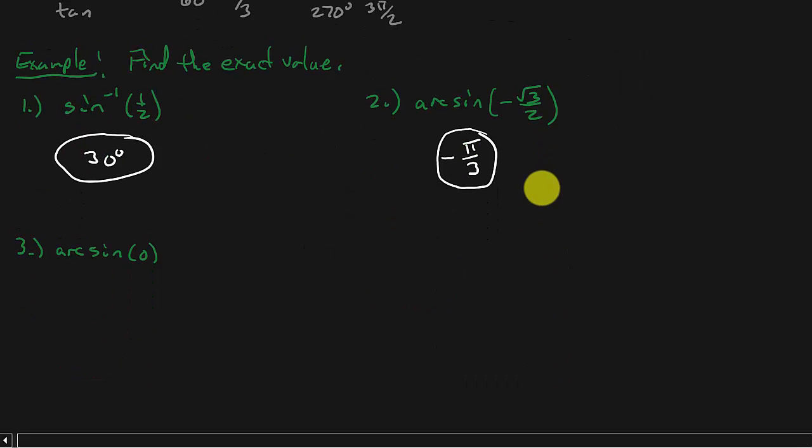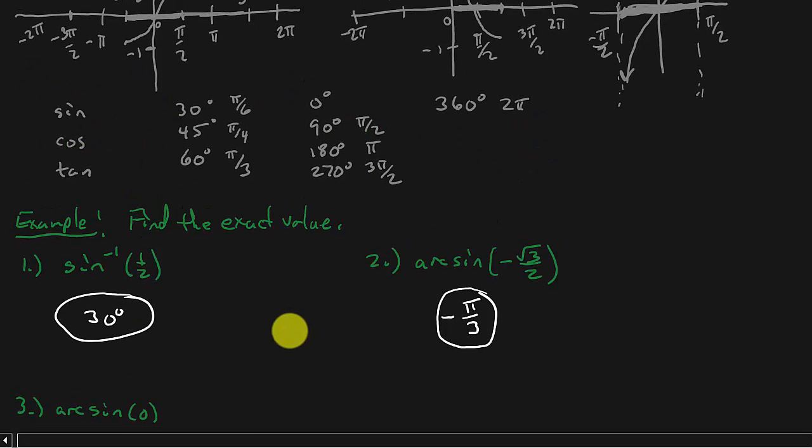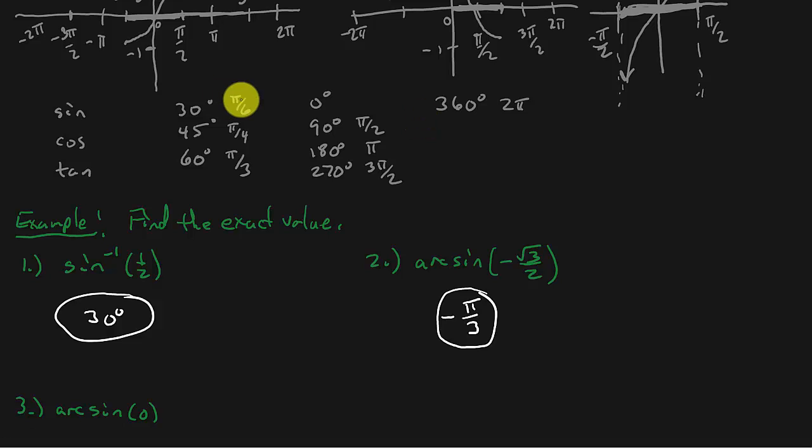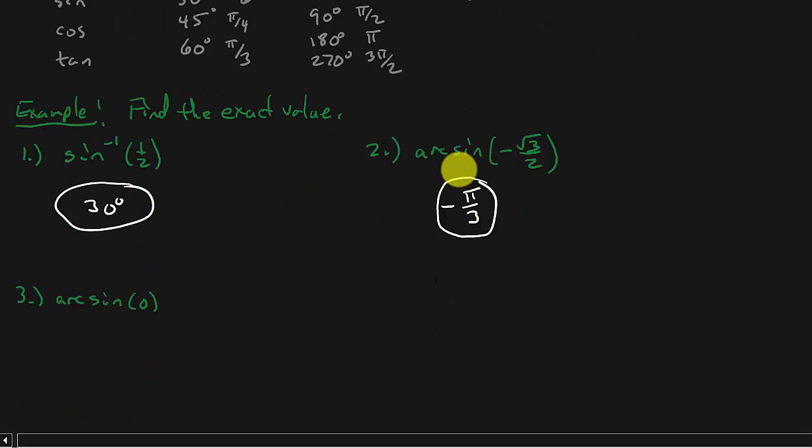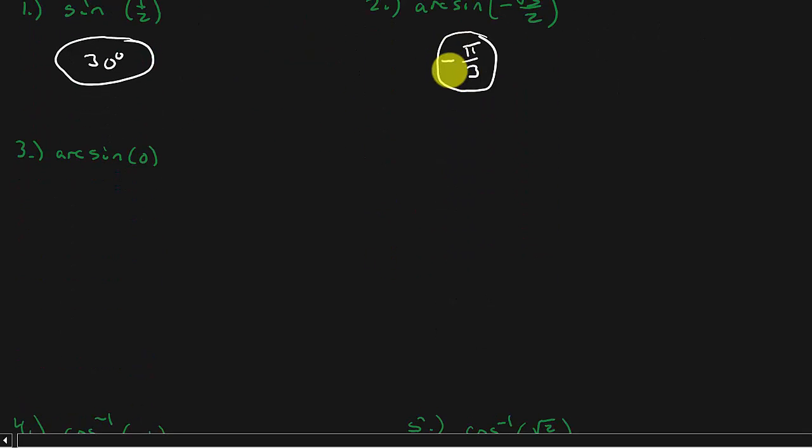All right, what about arc sine of 0? Students a lot of times will remember sine, cosine, and tangent of 30, 45, and 60. A lot of times what they have problems with is the 0, 90, 180, 270, and 360. That's what students tend to struggle with, memorizing those. But for the most part, students are pretty good at memorizing the sine, cosine, and tangent of 30, 45, and 60. So let's say we've got arc sine of 0.